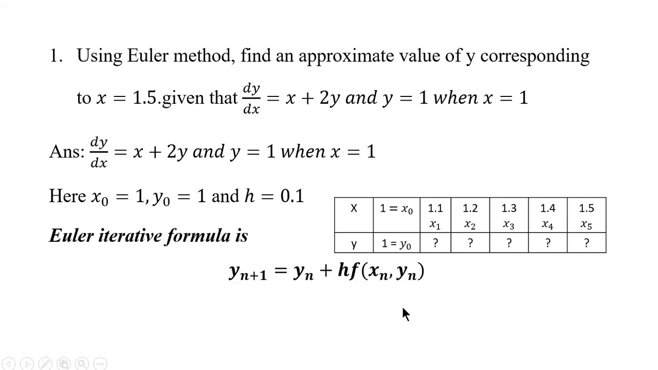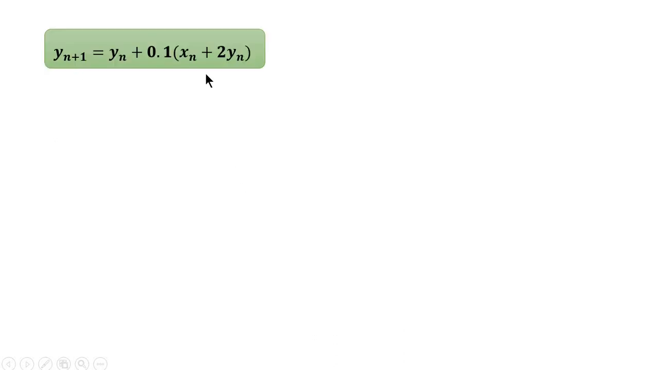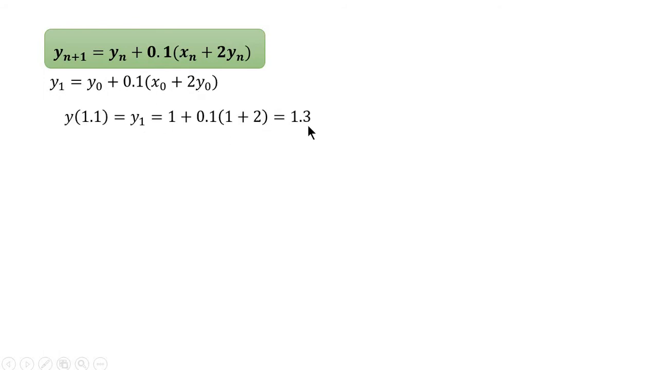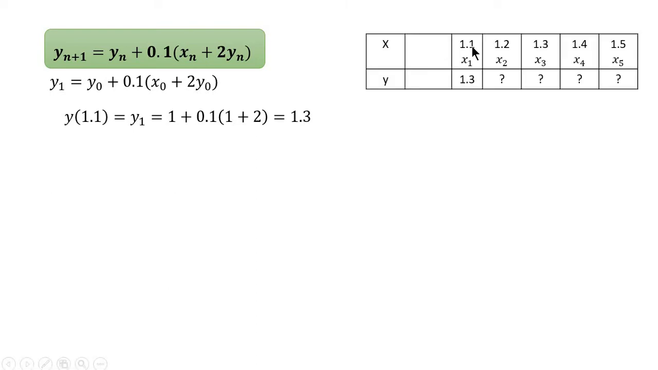I have written the Euler formula, and we know f of x, y is x plus 2y, h is 0.1. Substituting this in this formula. Now using this formula we can find out the value of y1, y2, y3, y4 and y5. y1 is y0 plus 0.1 into x0 plus 2 into y0. Substitute the values of x0, y0 in this formula. So we get the value of y1, which is 1.3. I am going to update the table with these values. So corresponding to x equal to 1.1, the value of y is 1.3.